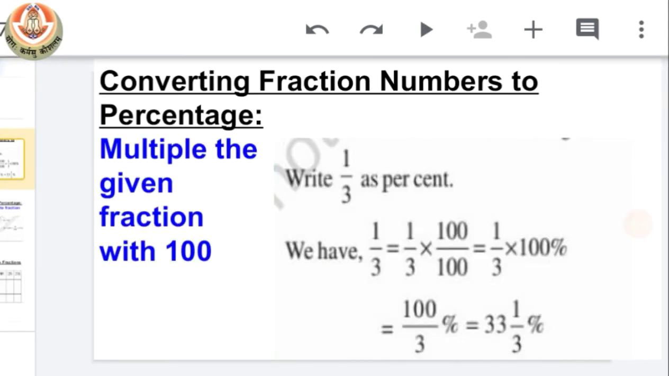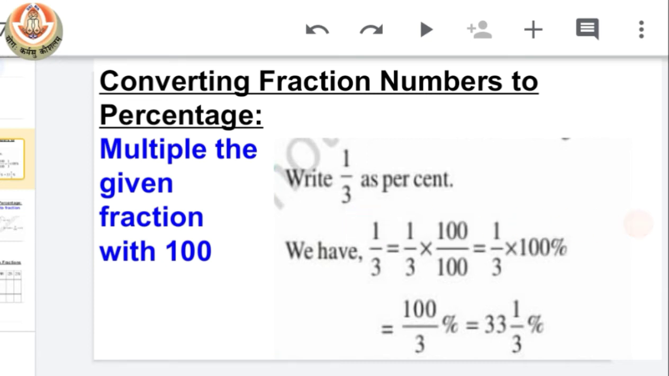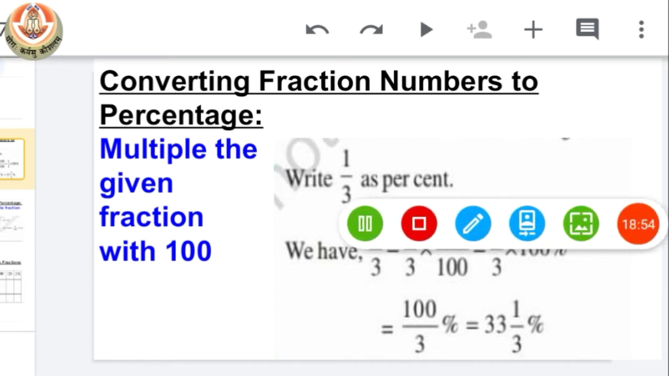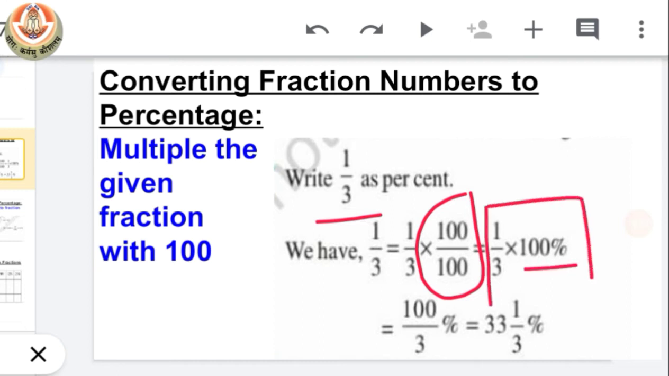Now let's see how we can convert a fraction into percent. We all know that we can easily convert a fraction into percent by just multiplying that fraction by 100. So you can see here that we have 1 by 3, and when we multiply it by 100 by 100, that is 100%. When we multiply it by 100%, we will get our answer, which means whatever we get will be in percent.